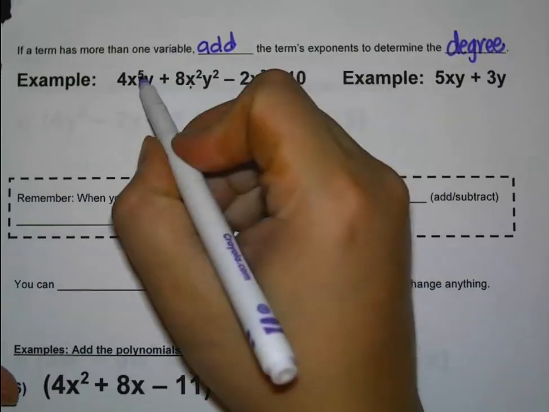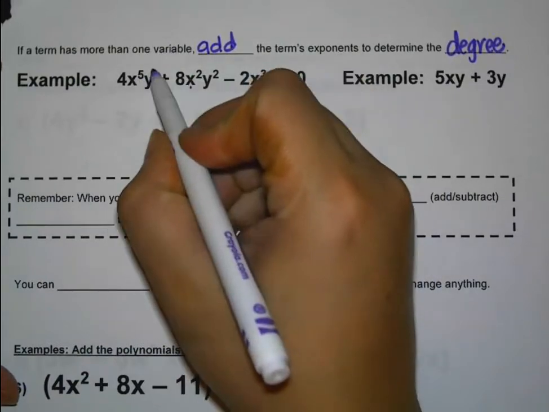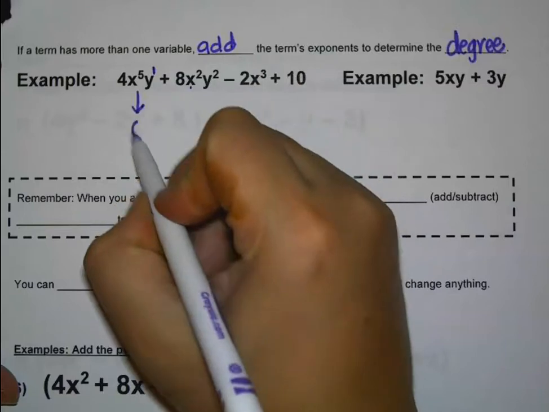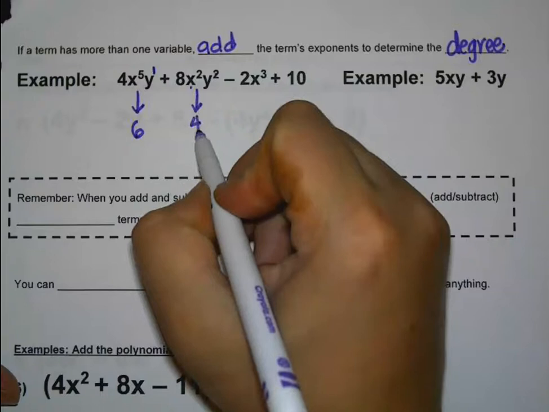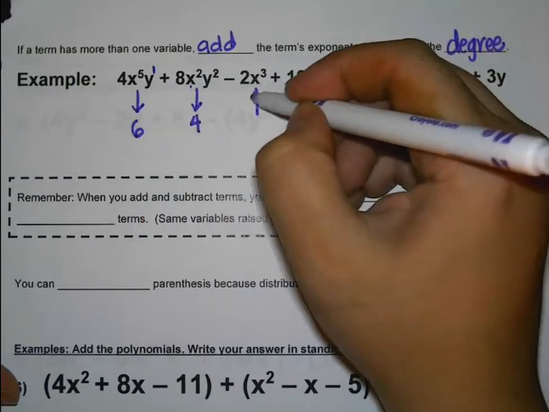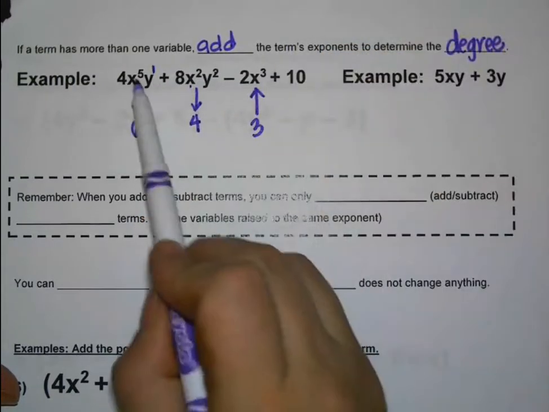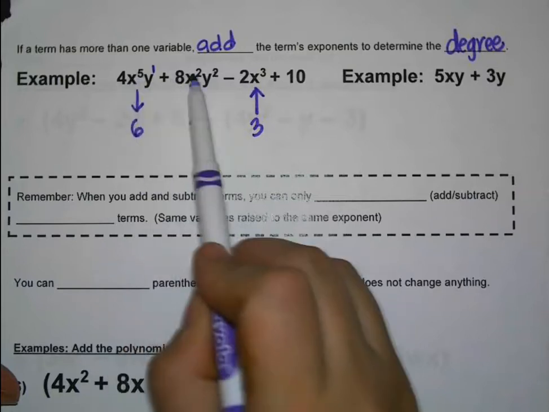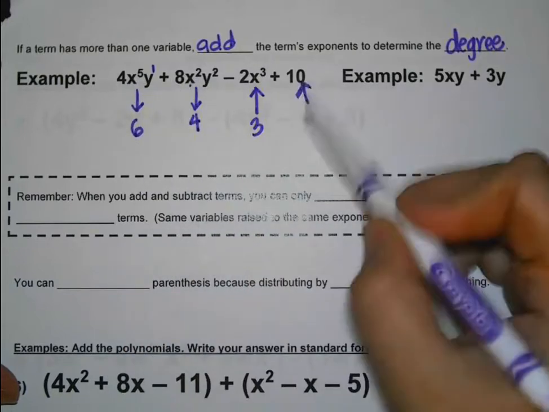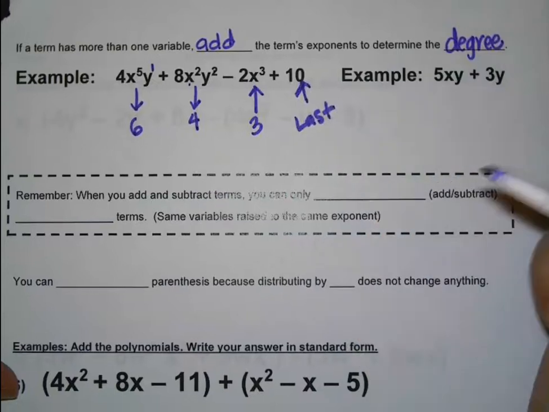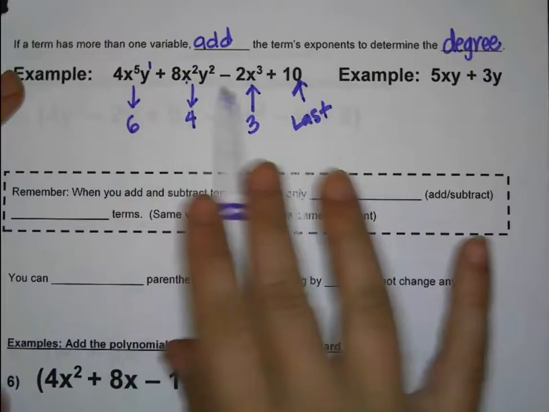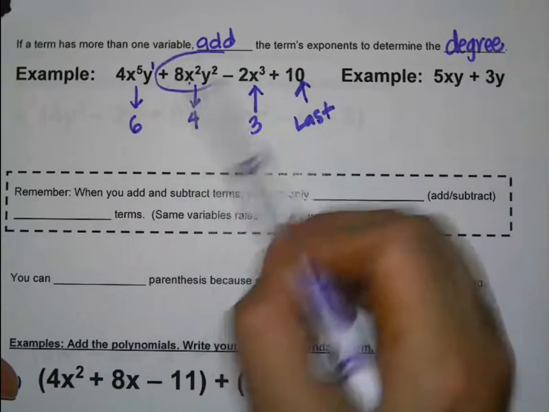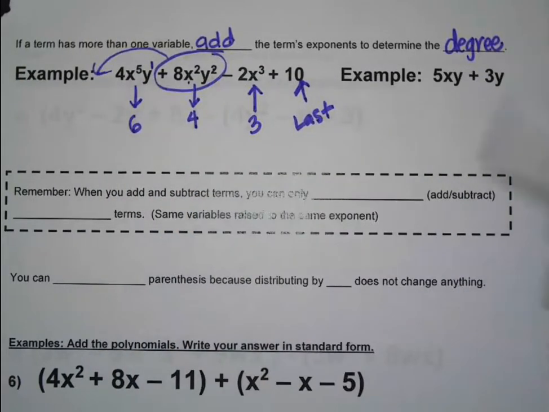Well, if you add the exponents here, 5 plus 1, this would get you 6. 2 plus 2 would get you 4. This one is 3. So that is why this one goes first, then this one, and the constant is always last. The one without the variables goes at the end. So that's how we know how to write them. If we put this one in the front, it's not wrong. It's just that this is the standard way we do it.